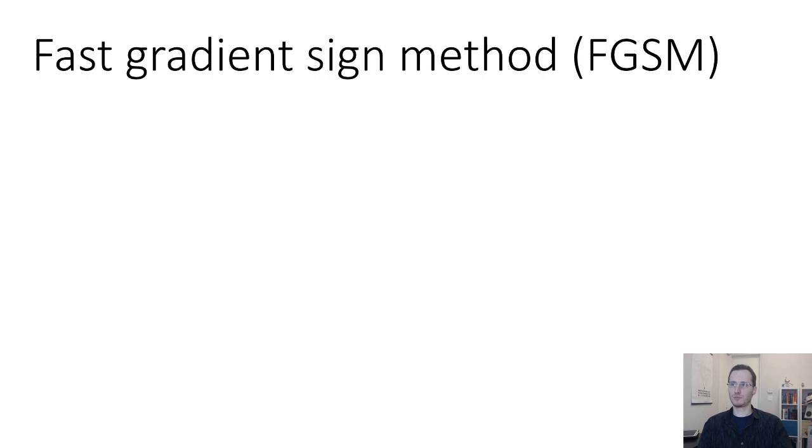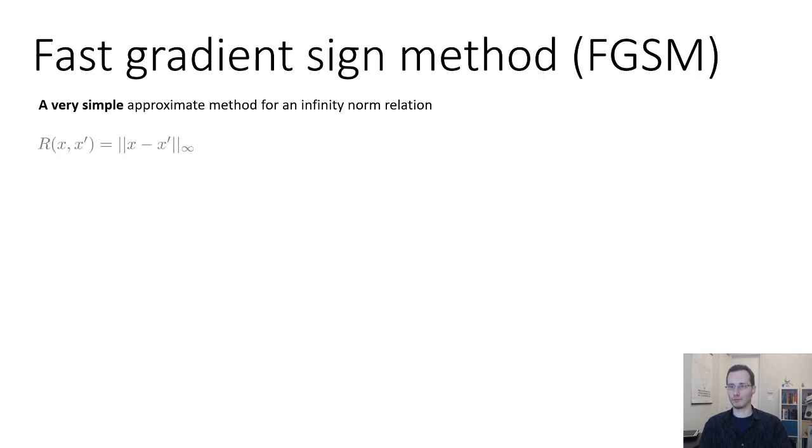One of the best known and most classic methods for constructing adversarial examples, which is also probably the simplest, is called the fast gradient sign method, or FGSM. It's a very simple approximate method for an infinity norm relation. So we're going to choose R to be the infinity norm between x and x'.